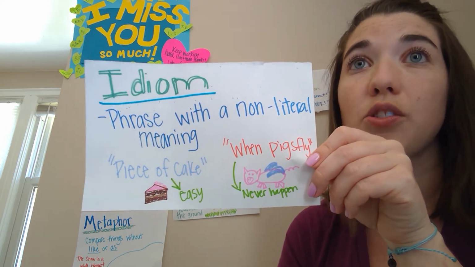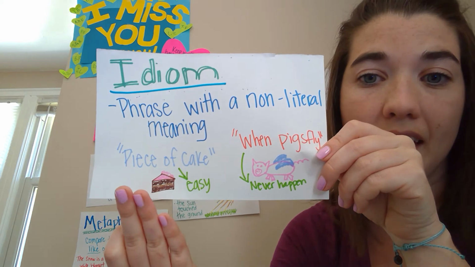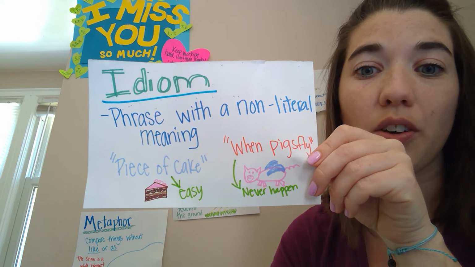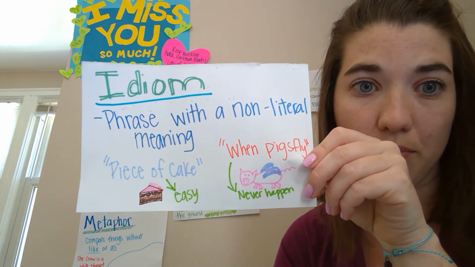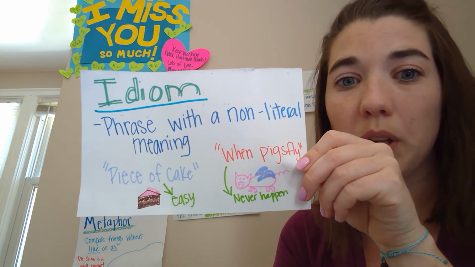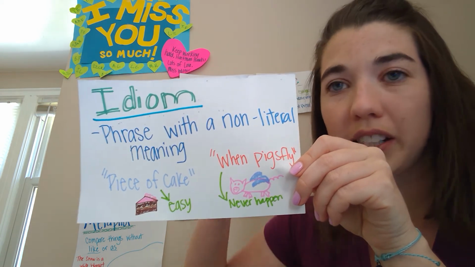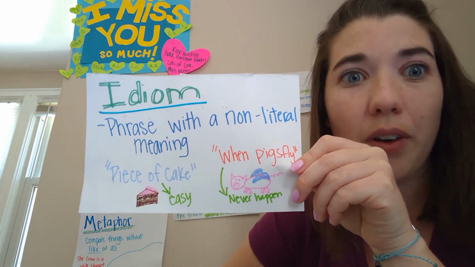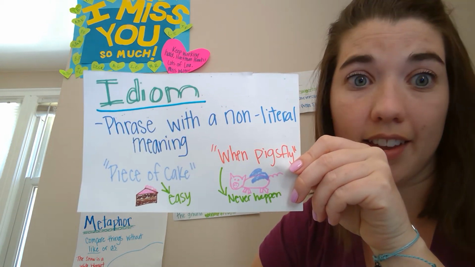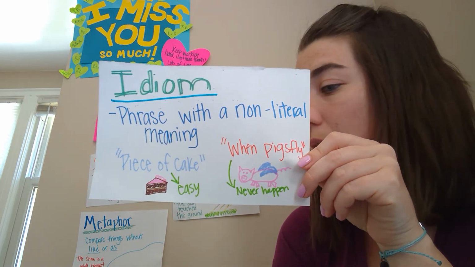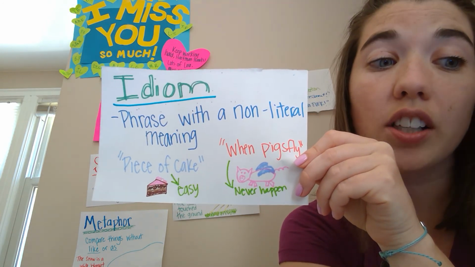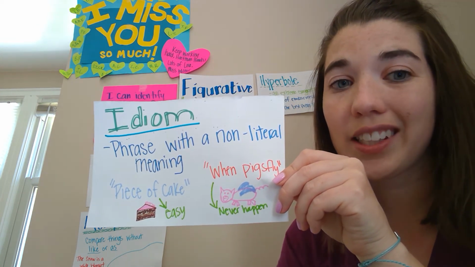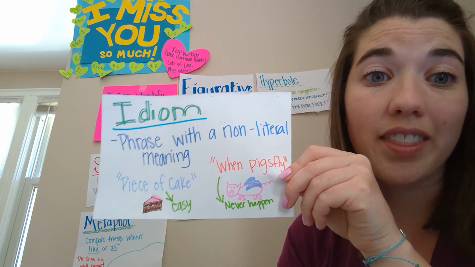So idioms are really tricky because I can know everything about cake, but if I use the phrase piece of cake, I'm never going to know that it means easy unless I've heard that before. Just like when pigs fly, if I said something crazy would happen and somebody else said, that will happen when pigs fly, I could know everything about pigs and never know what that idiom means. So idioms can be very tricky because it's very hard to use clues in the text to know what they mean. We just kind of have to hear them a lot in order to know what they mean.